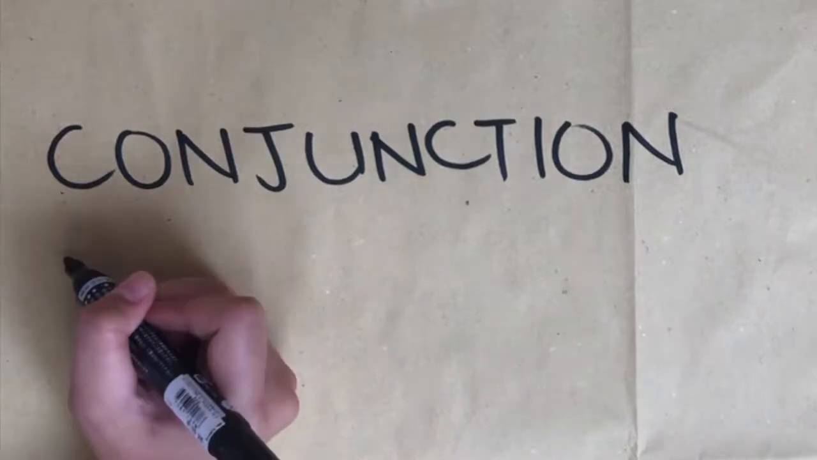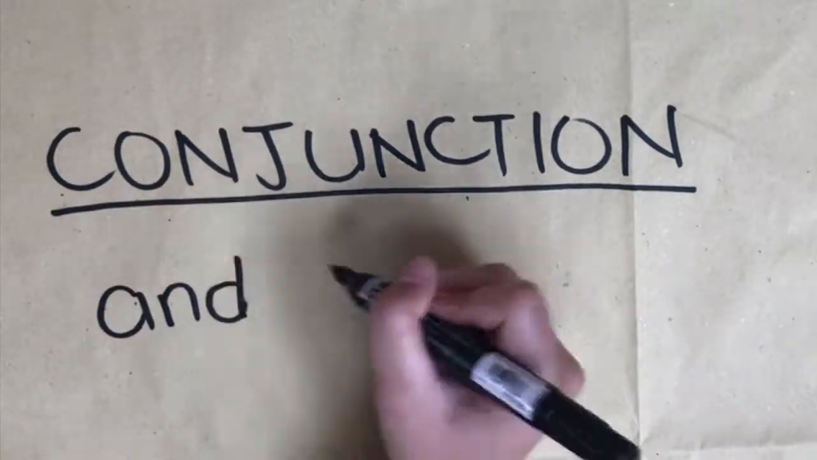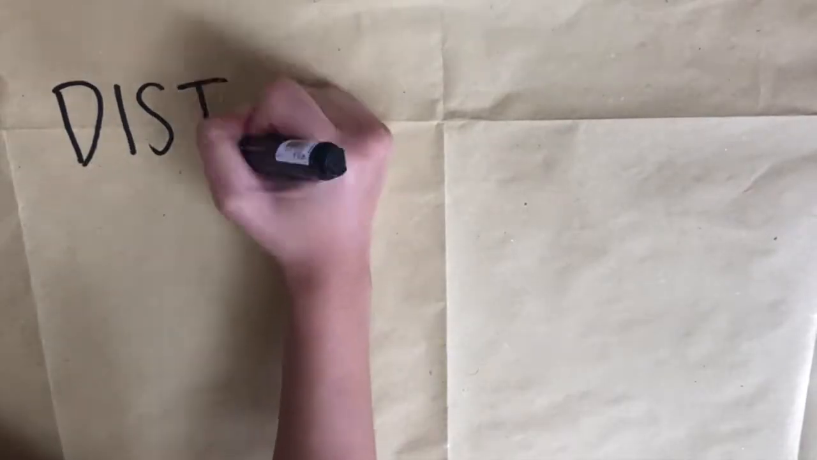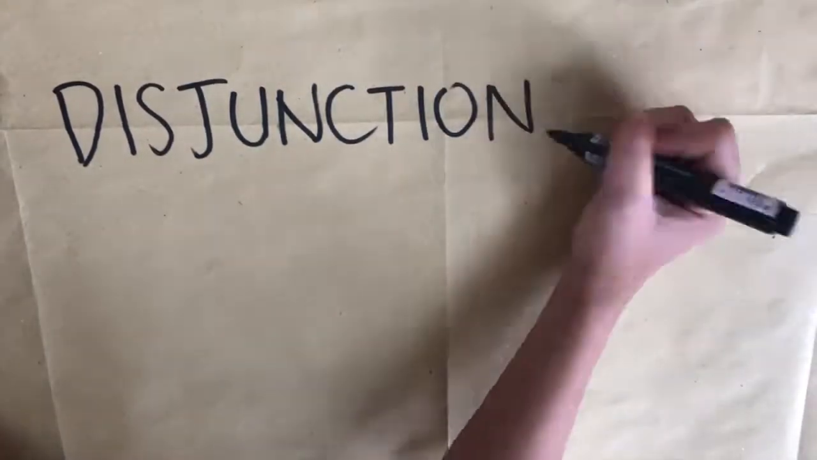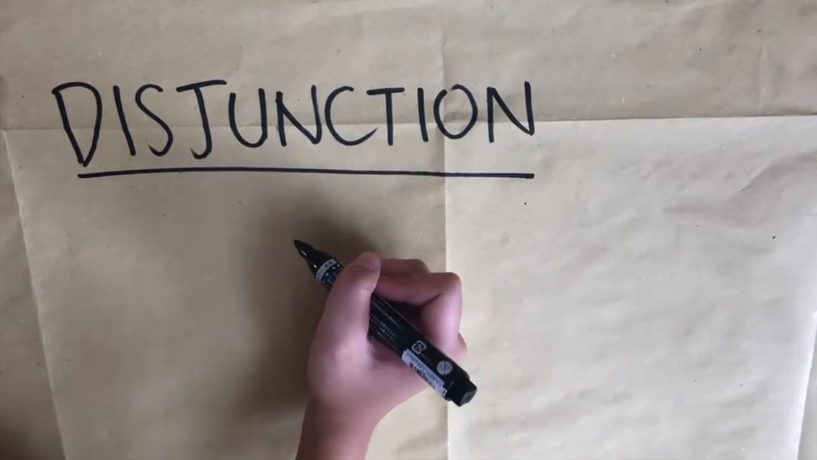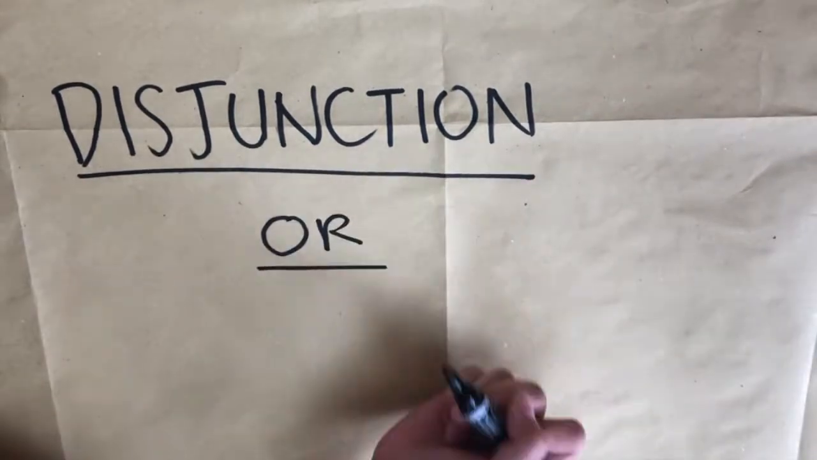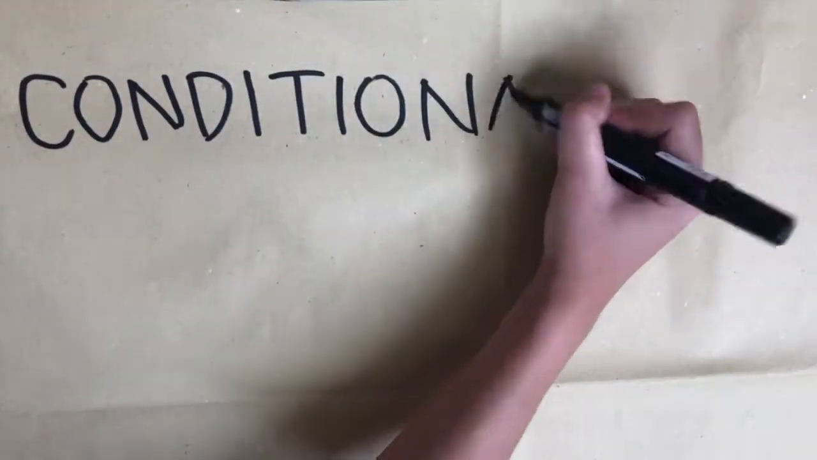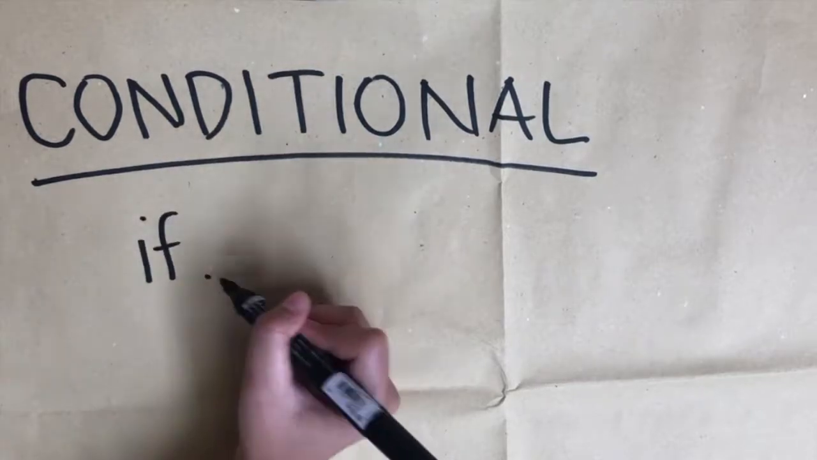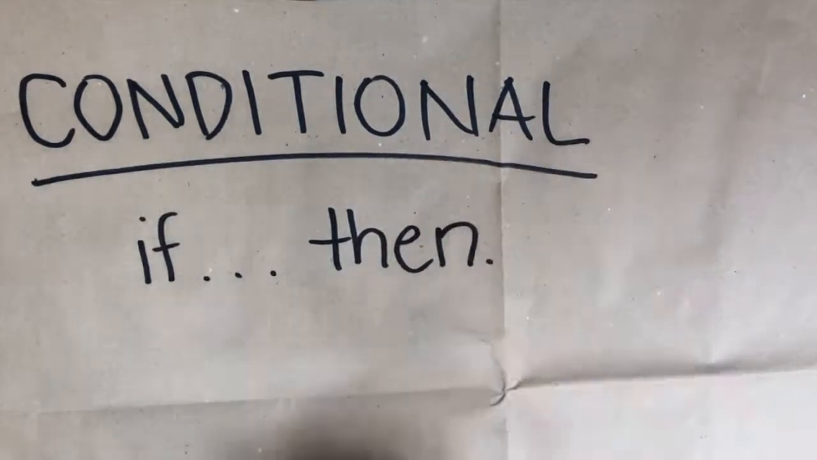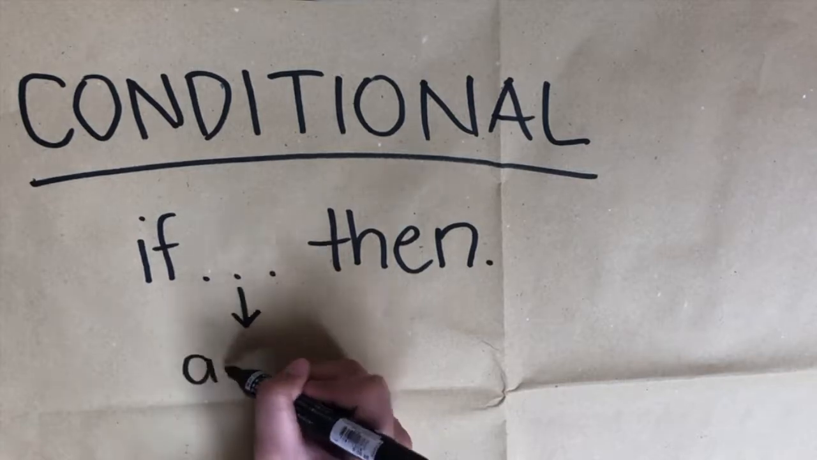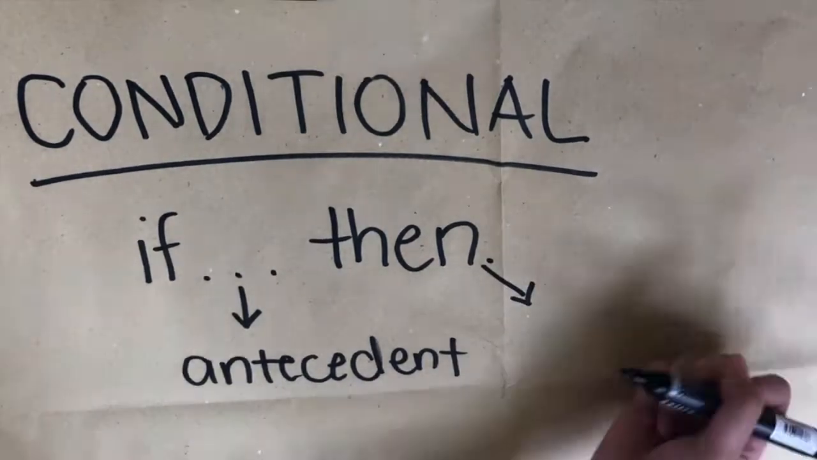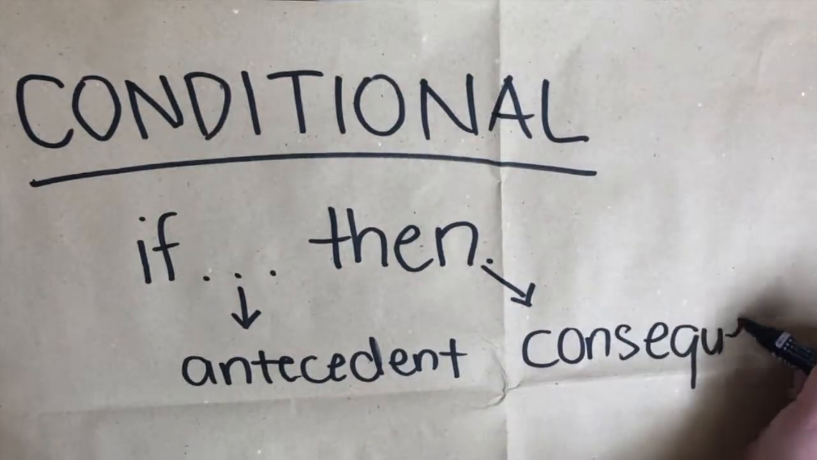It is two simple propositions connected using the word and. We can also use but. Next, we have disjunction. This is two simple propositions that are connected using the word or. Another is conditional. It is two simple propositions connected using the words if, then. The statement between the if and then is called the antecedent of the conditional. The sentence that follows then is the consequent.